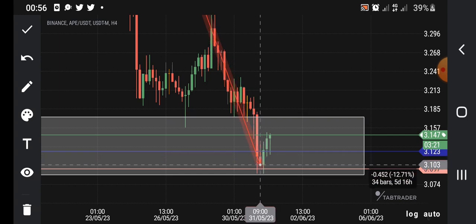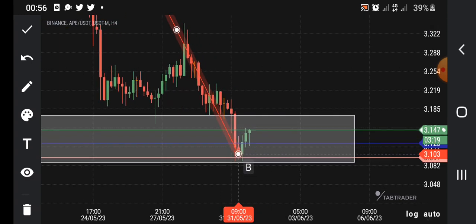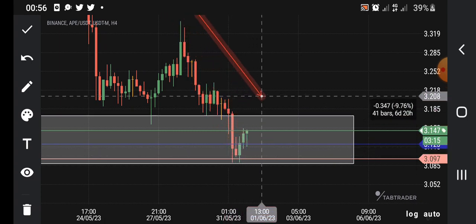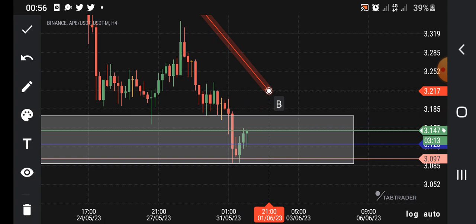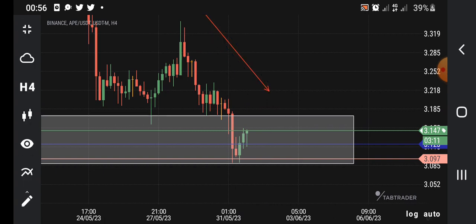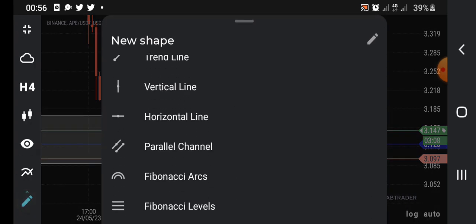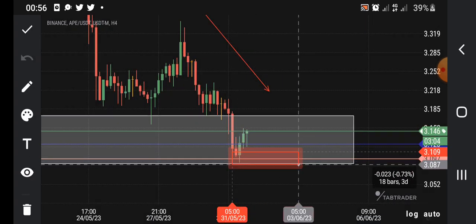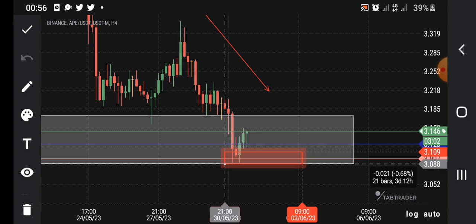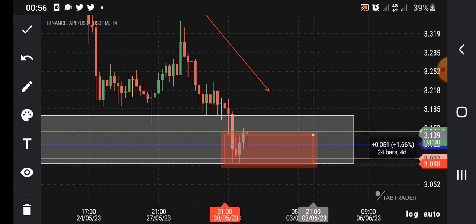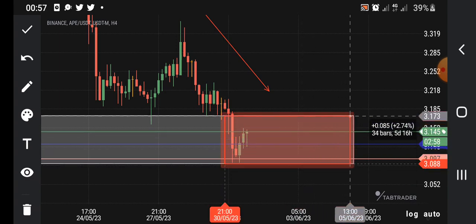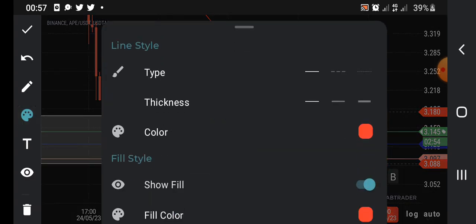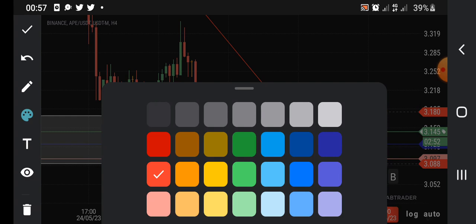Now I'm going to give you what I call my own confirmation on 4 hours or 1 hour. It's good if you can go to your 1 hour chart or your 15 minutes chart. Now I'm going to put another rectangle right here. This is where it produces the liquidity, here and above. Now let's place it as green color.